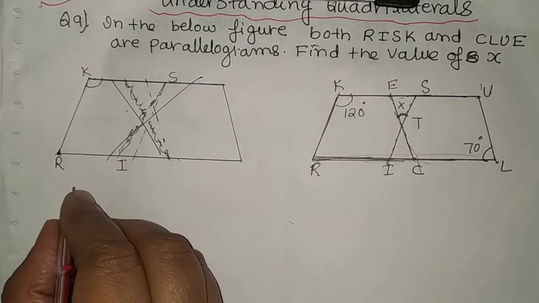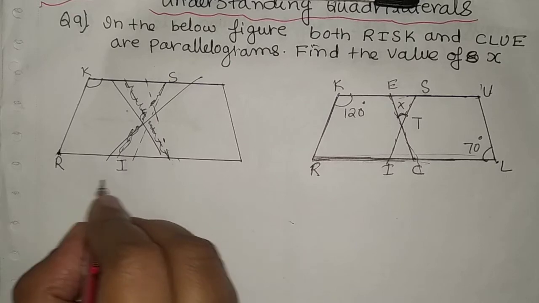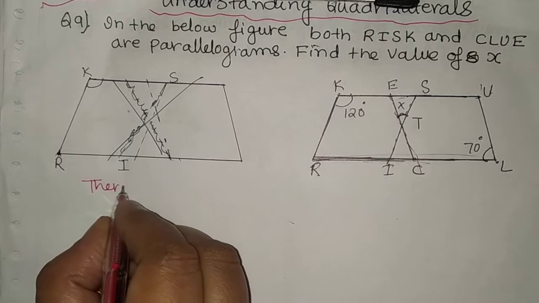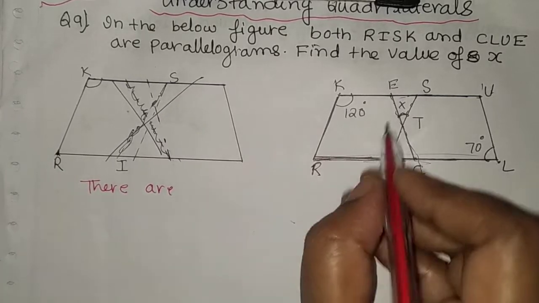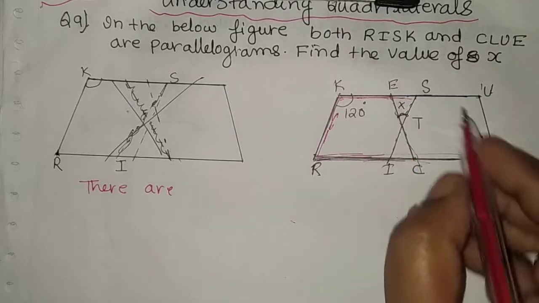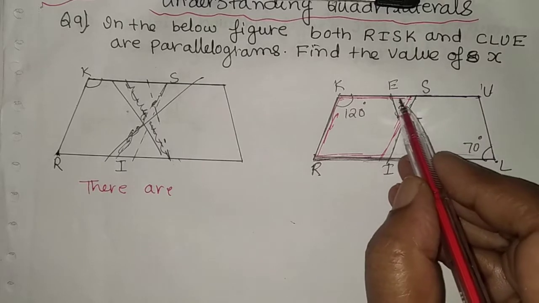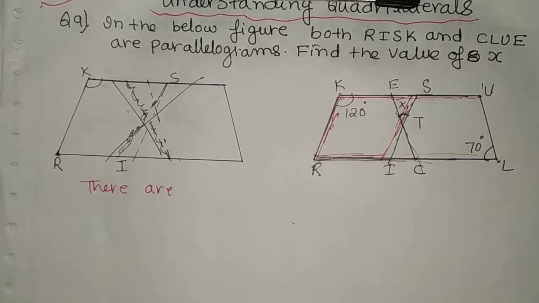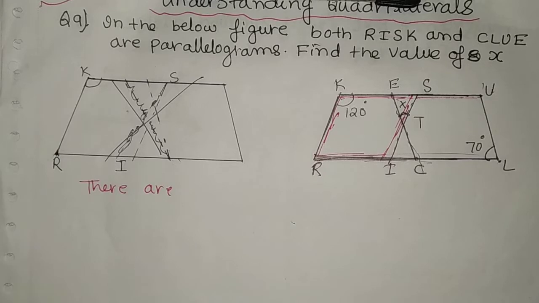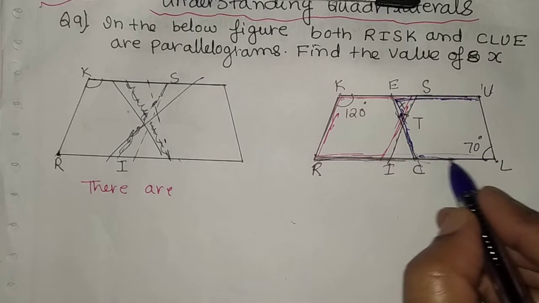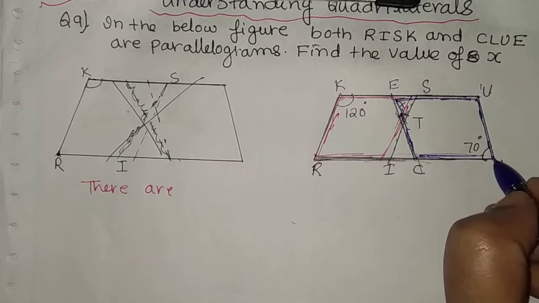So just write down. As we know, I'll just write in this color. So this is one parallelogram. Next, this one is another parallelogram. So I've used two colors to show the parallelograms.